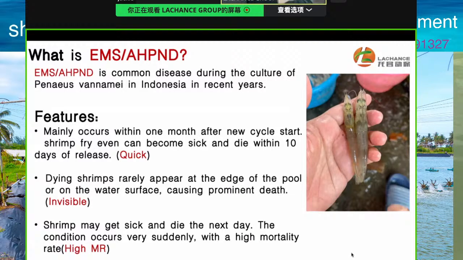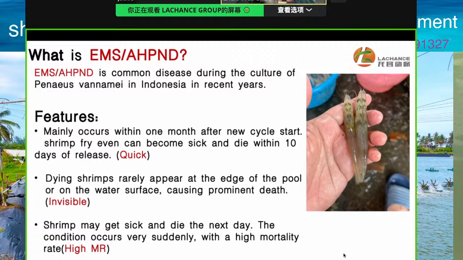The next feature is that the shrimp may get sick and die the next day. Maybe today the shrimp get this, tomorrow the shrimp die. So it's very sudden, right? The condition occurs very suddenly and with a high mortality rate. So these are the three features of HPND: very quick, invisible, and high mortality rate.